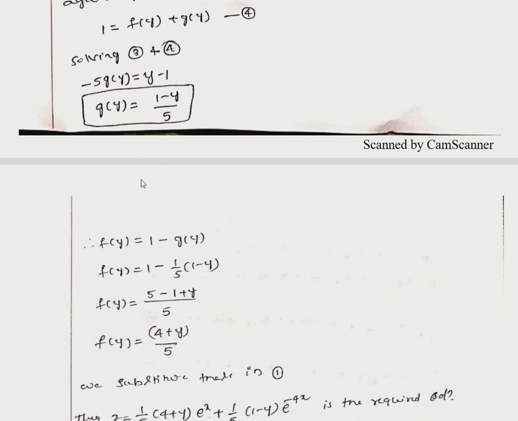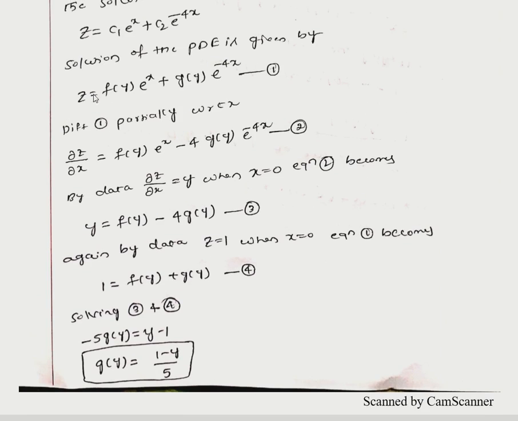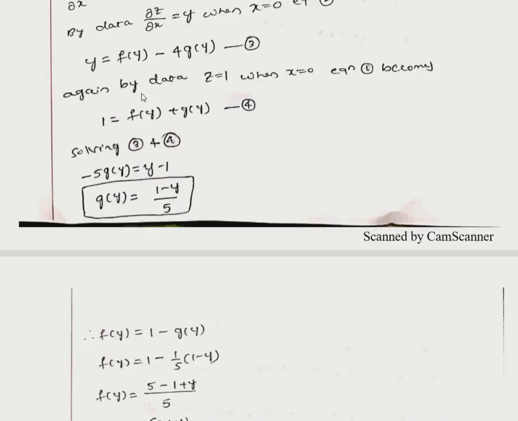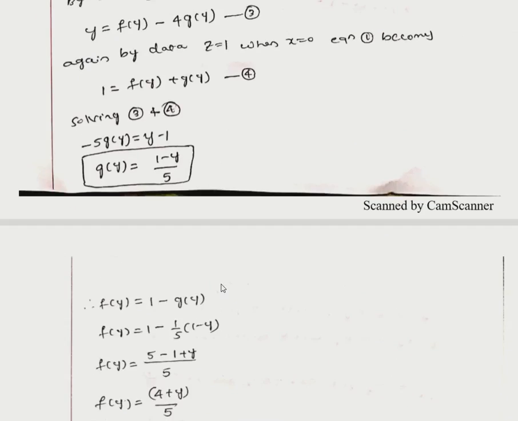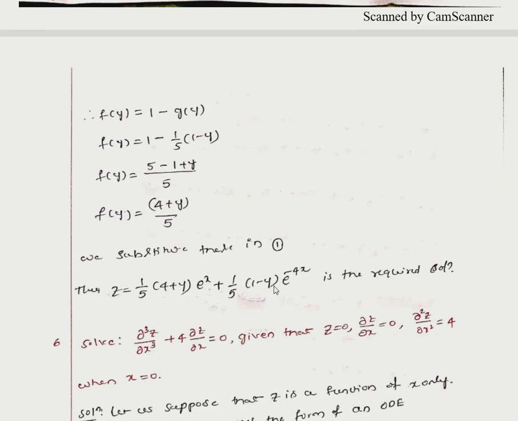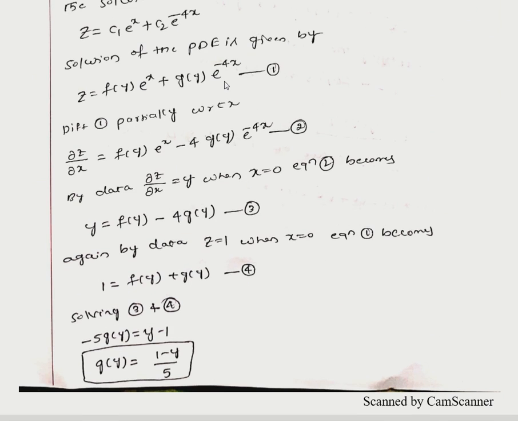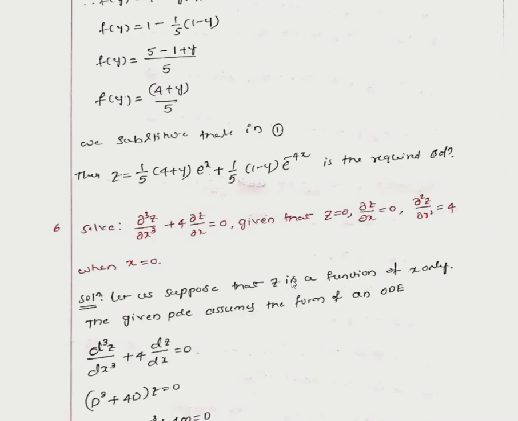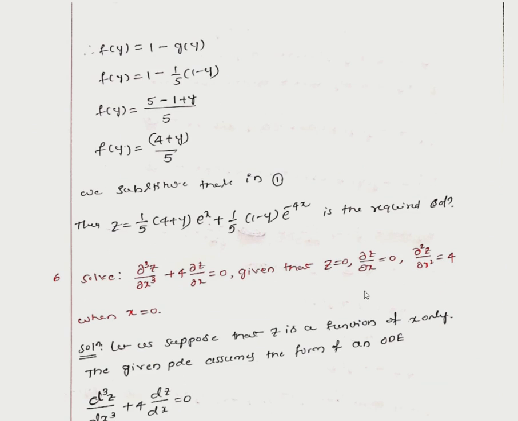Substitute f(y) and g(y) in equation 1. Equation 1 is z equals f(y) into e^x plus g(y) into e^(-4x). f(y) is (4 plus y) divided by 5 into e^x, plus g(y), which is (1 minus y) divided by 5, into e^(-4x). This is the required solution. This is for homework.